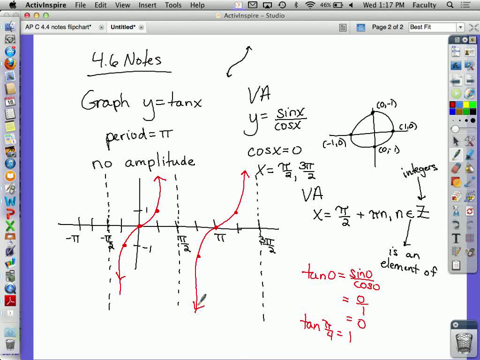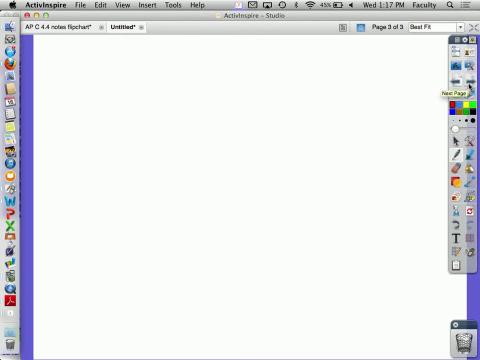Really what ends up happening with the tangent curve, if you make 4 tick marks and call the 4th tick mark the period length, the asymptotes are always 2 to the right, 2 to the left, every time. Okay? So that'll make your life a little bit easier. So then let's do a transformation here.